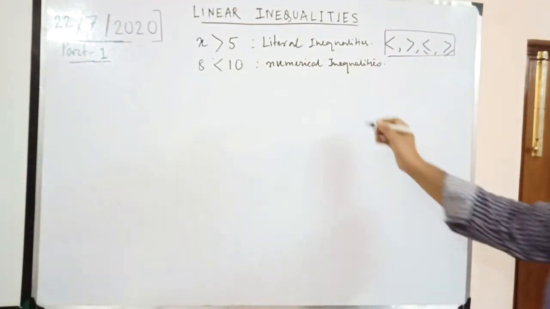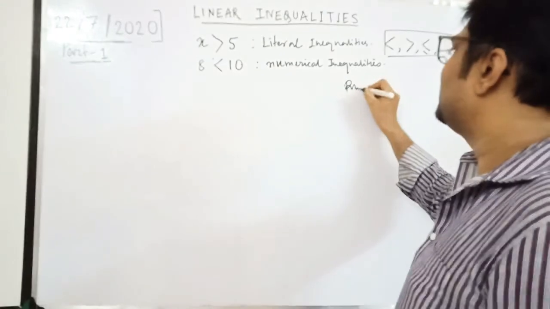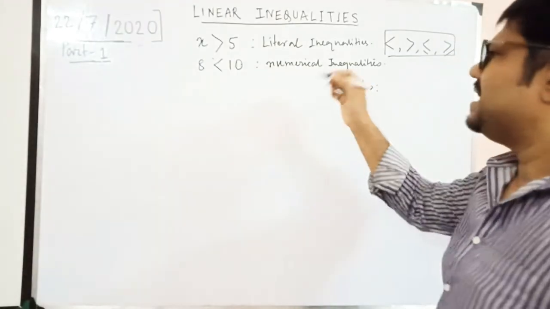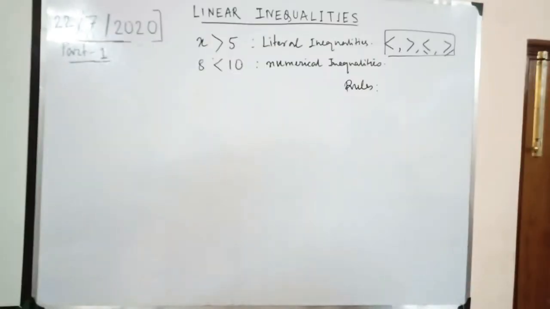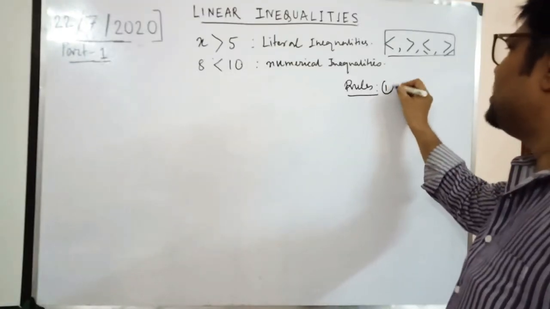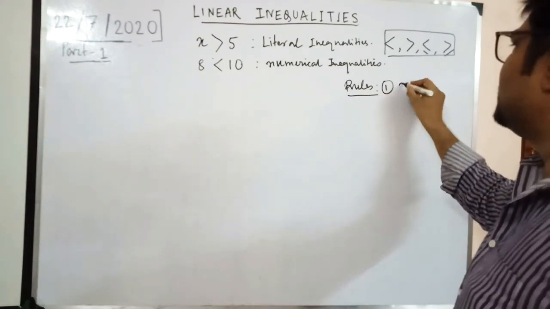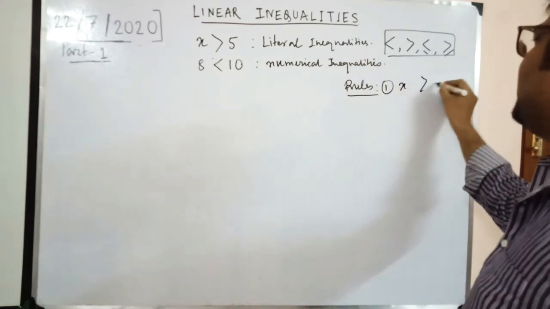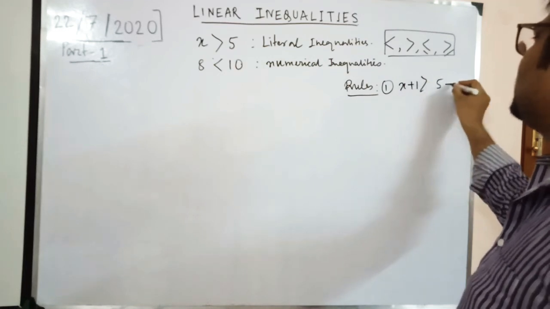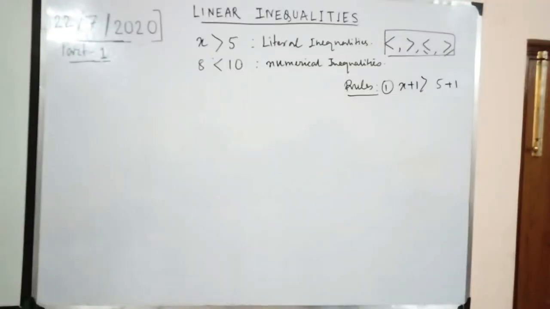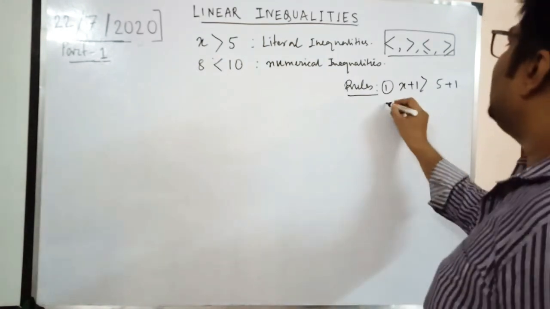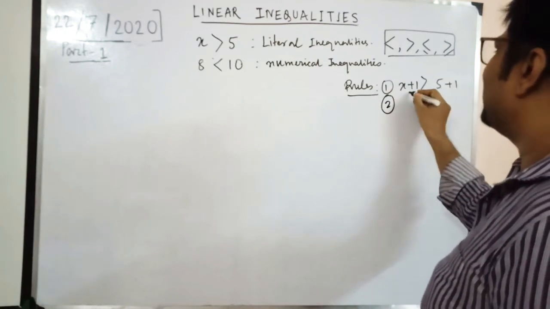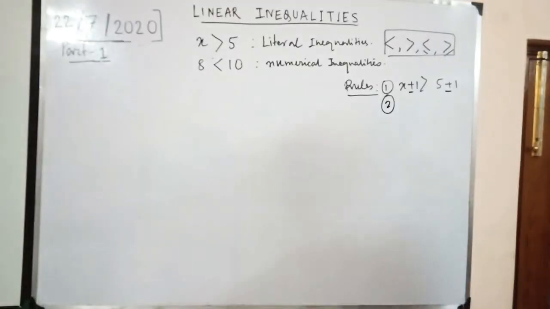The rules, there are only a few rules you can say. First of all, the same thing can be added or subtracted from both sides. So let's say this is x greater than 5, you can add 1 on both sides. So this will work. So x plus 1 is greater than 5 plus 1. The first rule is addition or subtraction, so it can be x plus or minus 1 greater than 5 plus or minus 1.